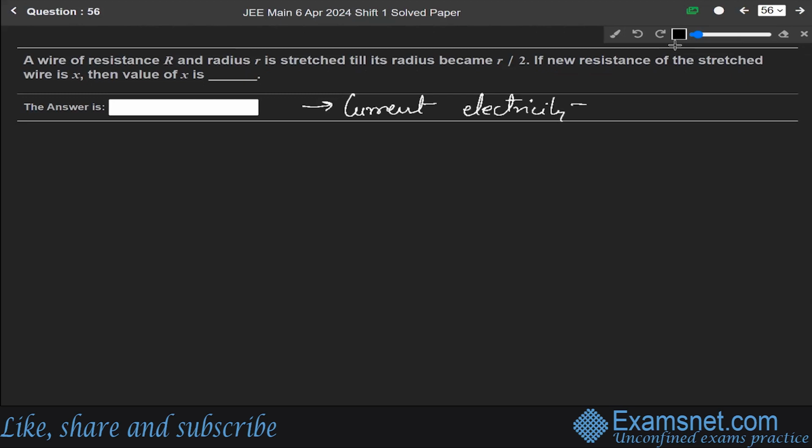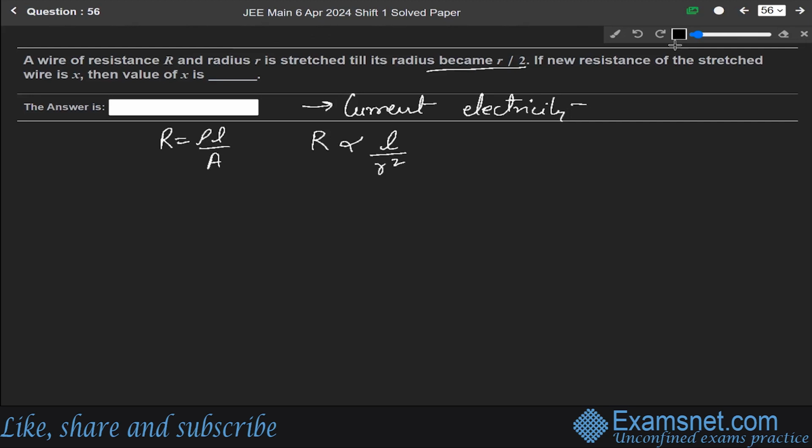Given that resistance is capital R and small r is the radius, and it is stressed till the radius becomes r by 2. We have to find the new resistance of the stressed wire, X. We know that R equals rho L by A, so resistance R is directly proportional to L over A. A means pi r square, so r square, where small r is the radius. As we stretch the wire, its length will increase, but its radius will decrease, keeping the volume constant.